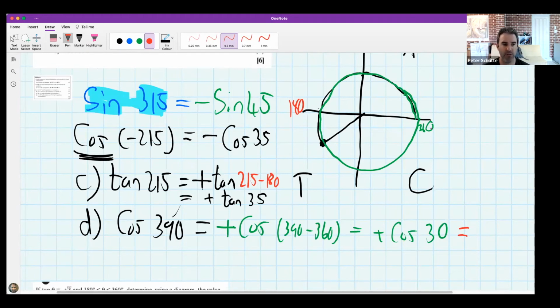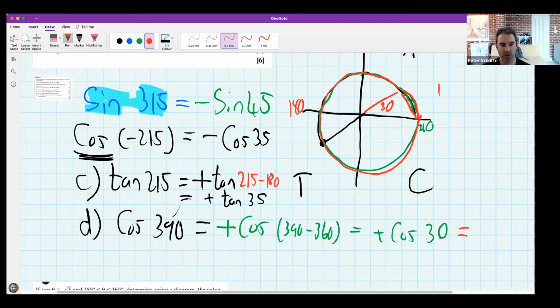Mike, how is it positive cos 30? The reason it's positive is it's in quadrant number 1. So it goes the whole way around, so 360, and then another 30 degrees to get to 390. And so it ends up in quadrant 1.